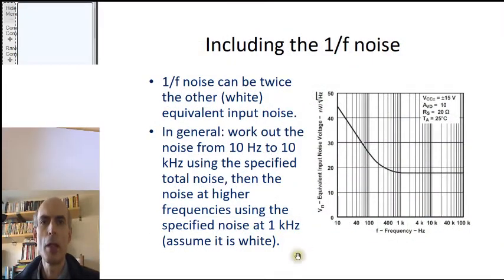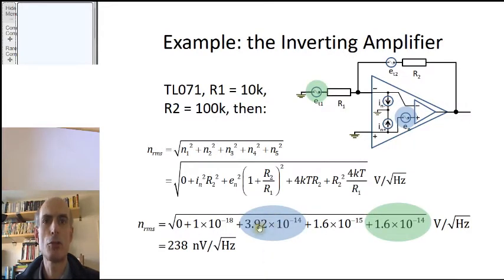One quick word though, we haven't included in that calculation the effect of the larger than expected noise at low frequencies, this 1/f noise here. If we wanted to include that in our calculation, we'd have to take the contribution from the equivalent input noise here and split it up into 2 parts. One part from 10 Hz to 10 kHz, we know the total input equivalent noise for that frequency range, and one part from 10 kHz up to the maximum frequency that we're interested in, and for that noise contribution we can assume that the noise is white.